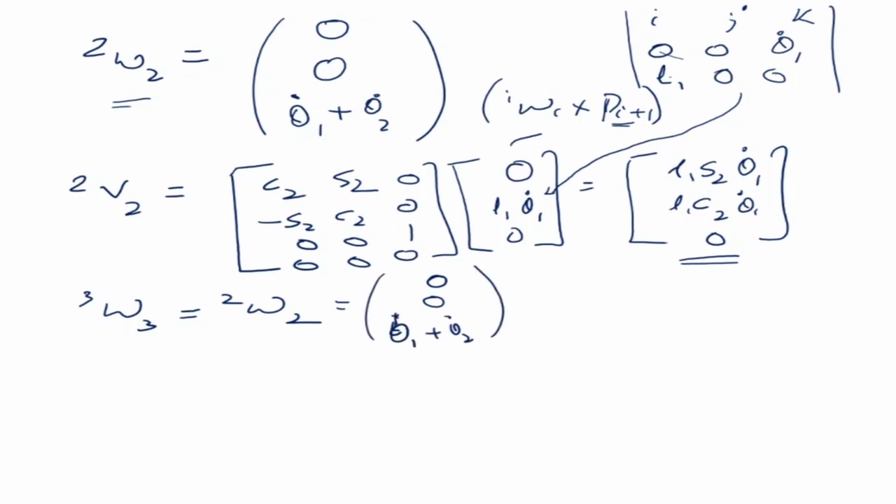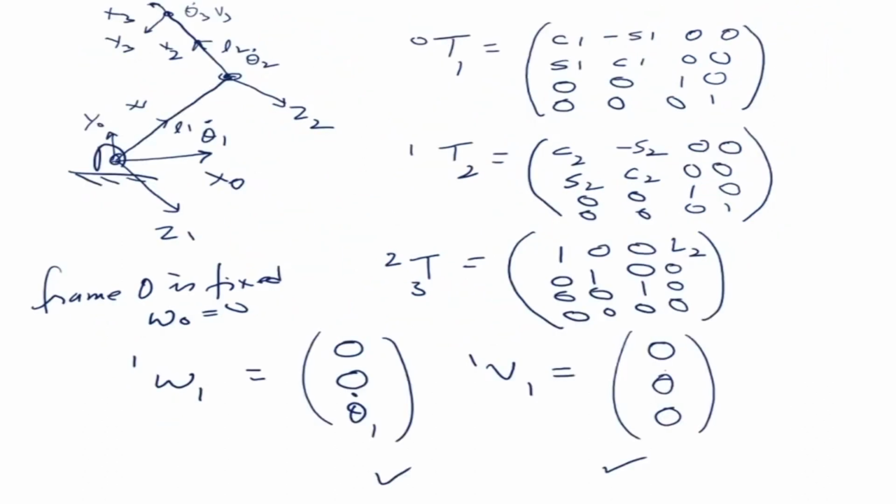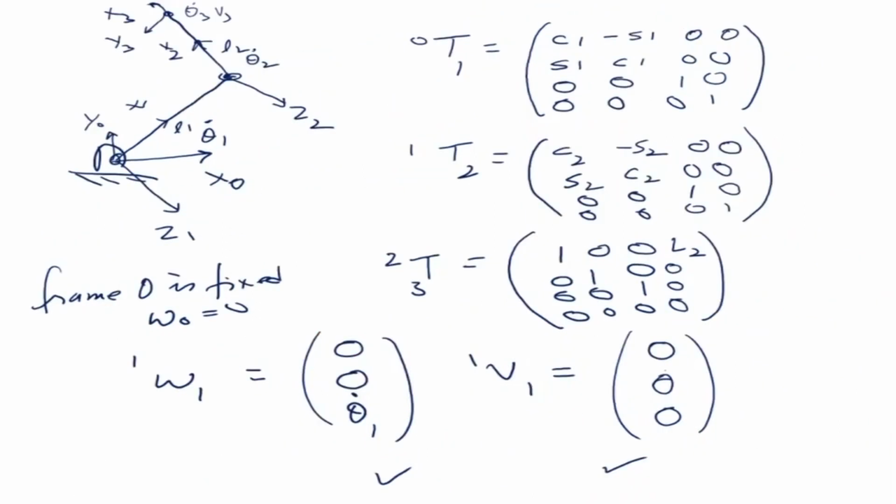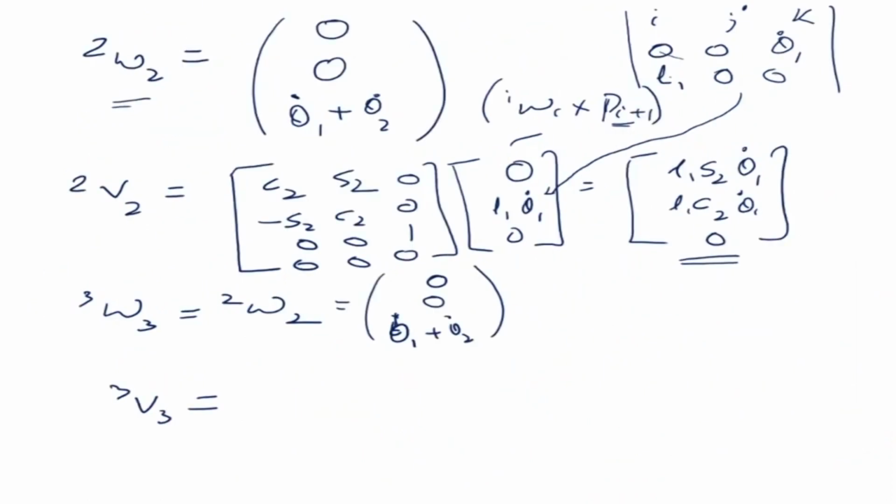Now what about the linear velocities? The linear velocity v3 is equal to what? Let's go back and look at that velocity equation again. The linear velocity is equal to the velocity of the previous link plus this rotational velocity which is going to come. So what was the velocity of the previous link? The velocity of the previous link, that is link 2, was equal to this term here. So it is going to be a rotation matrix. Now what will be the matrix?